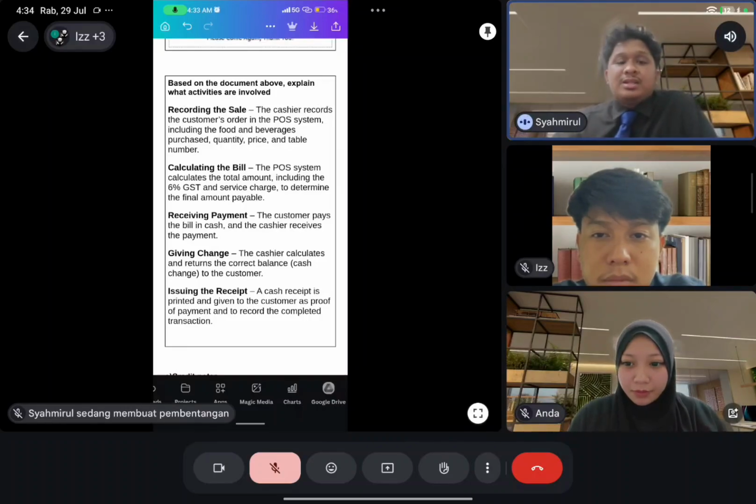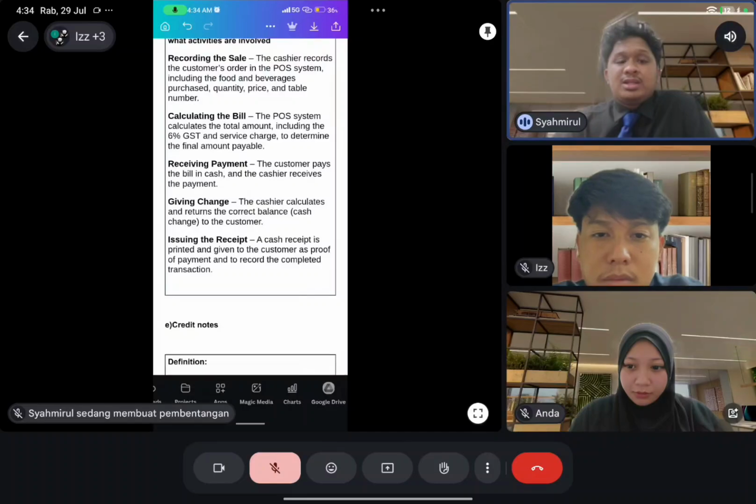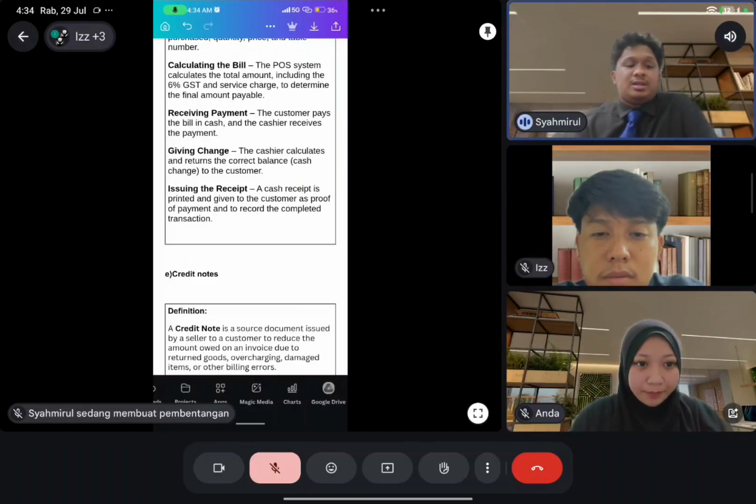Receiving payment. The customer pays the bill in cash and the cashier receives the payment. Giving change. The cashier calculates and returns the correct balance cash change to the customer. Issuing the receipt. A cash receipt is printed and given to the customer as proof of payment and to record the completed transaction.